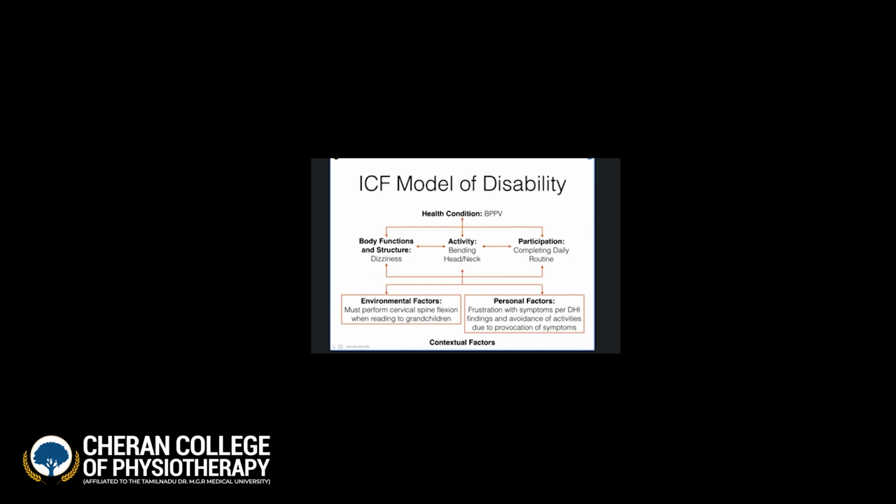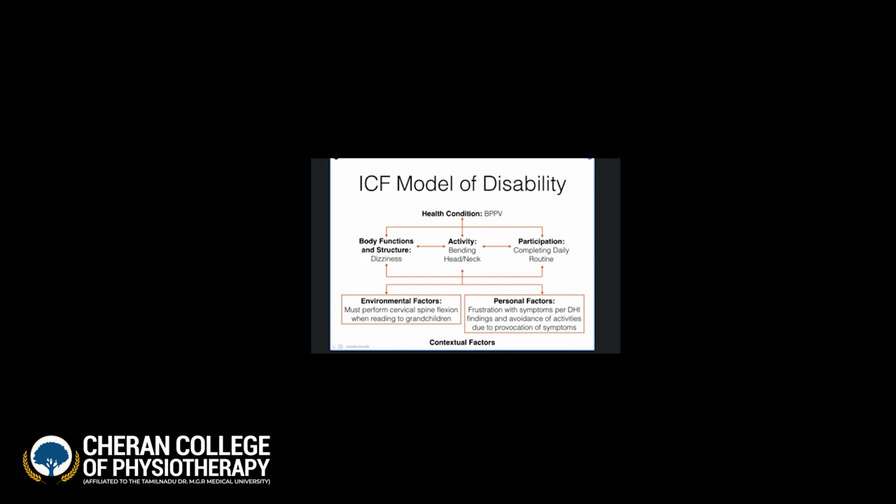So what will be affected for the body function and structures? Dizziness. Activity: bending the head and neck. Participation: complete daily routine. And what are the environmental factors? Cervical spine, when regarding the grandchildren, must perform cervical spine flexion. What are the personal factors? Frustration with the symptoms, and an avoidance of activities due to provocation of the symptoms.